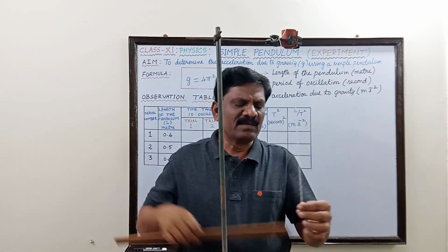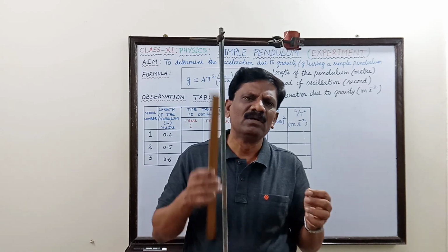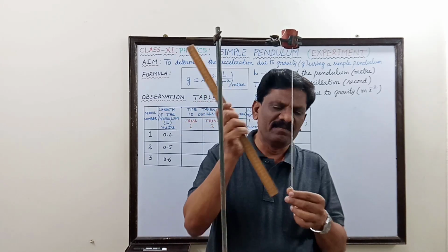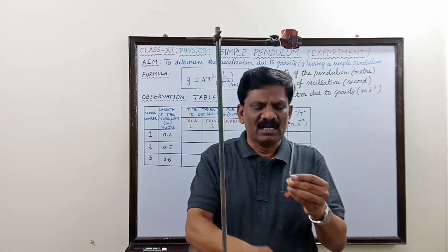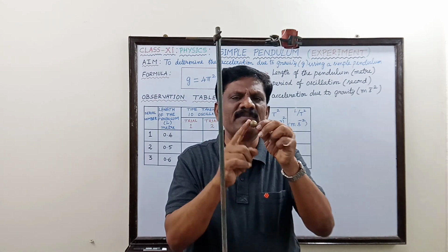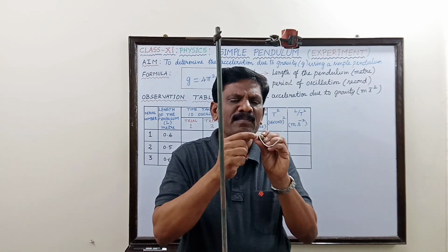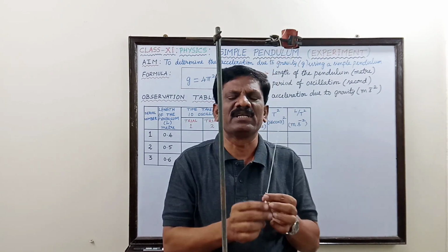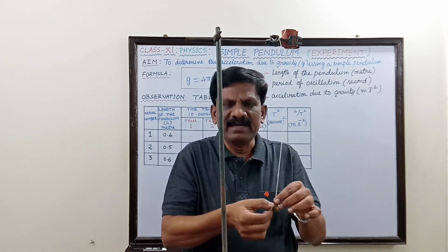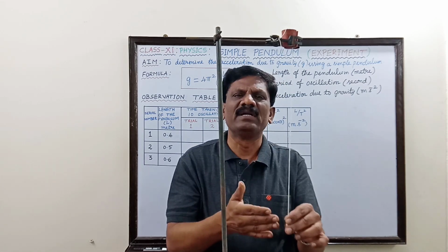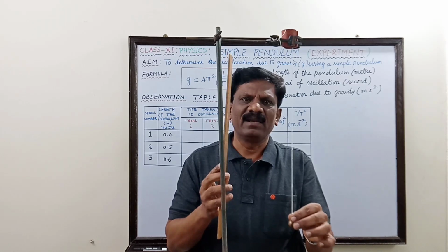Now we cannot measure using a scale from the center of the bob. Therefore what we will do is measure the length of the pendulum from the body of the bob up to the point of suspension. Assuming the radius of the bob is approximately 1 centimeter, the distance from the body of the bob up to the point of suspension is taken as 39 centimeter. So 39 plus radius 1 centimeter makes the length of the pendulum 40 centimeter. So we have measured using the measuring scale.